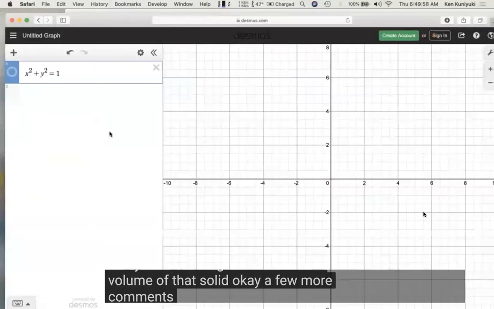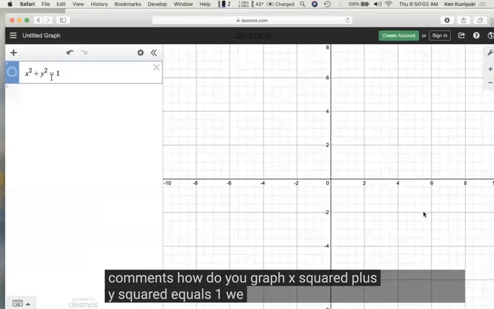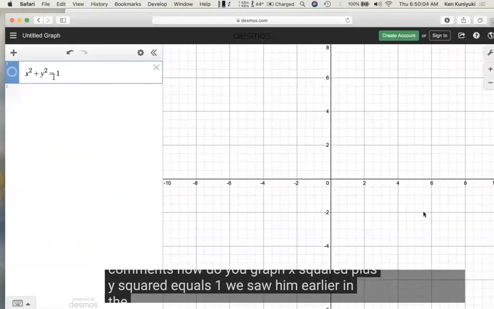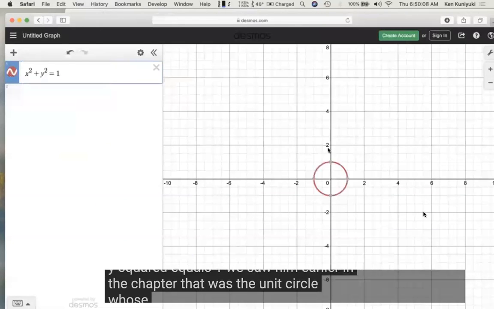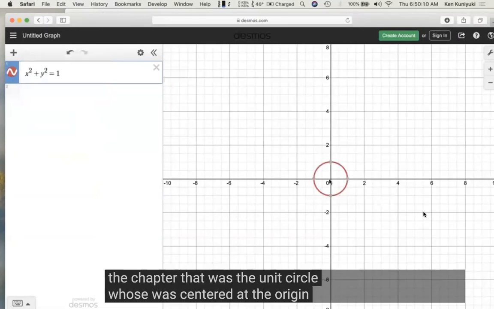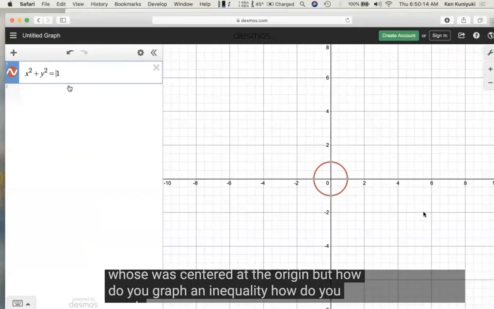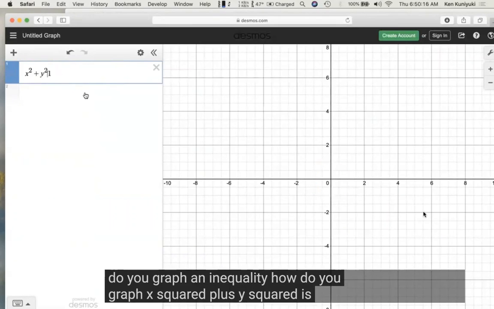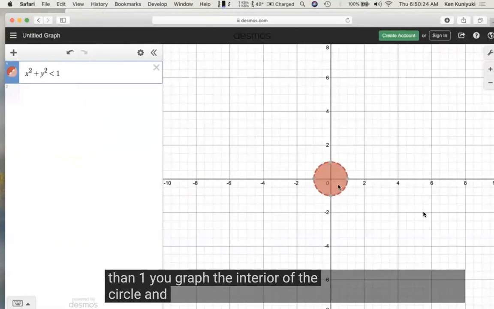Okay, a few more comments. How do you graph x squared plus y squared equals 1? We saw that earlier in the chapter. That was the unit circle, centered at the origin. But how do you graph an inequality? How do you graph x squared plus y squared is less than 1? You graph the interior of the circle.